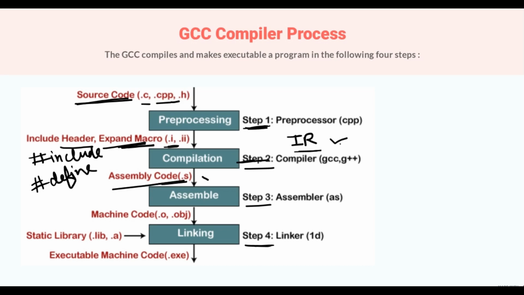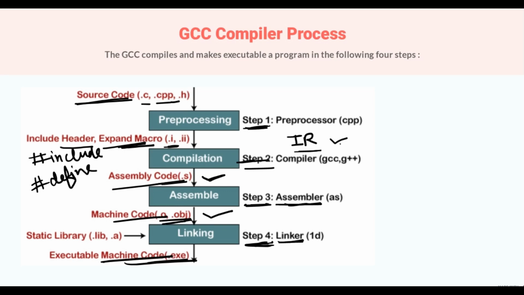Now this assembly code will pass through the third step, that is assemble. Here the assembler will convert the .s file into the machine code, that is the object file, .o, or we can also say .obj, object file. Now this object file will pass through the last step, that is linking. The linker will link this machine code and convert it into the machine executable code, that is, it will generate the exe file.